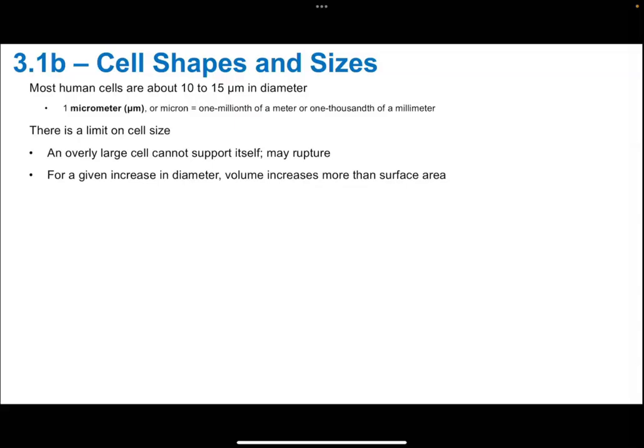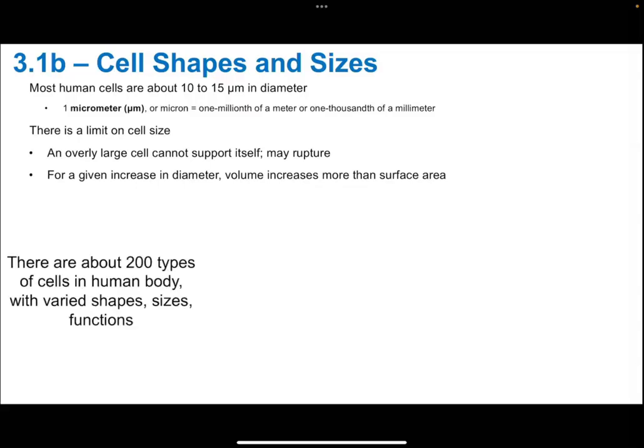Another characteristic of cells that makes them remain really small is that as you increase the diameter of a cell, the volume is going to increase much more quickly than the surface area. And that puts a lot of pressure on the surface of the cell and makes it difficult to maintain well. So this is why we have cells that are not going to get very big.